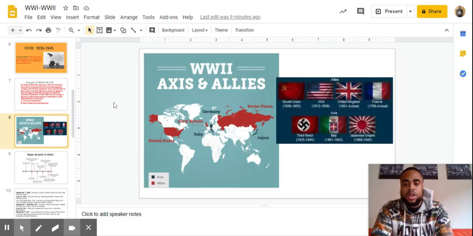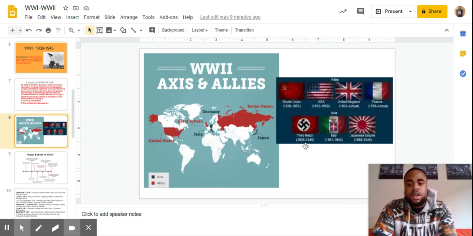So just take a look at who's fighting in World War II. So we have Axis and Allied powers. Those that are in red are the Allies. Our country, the US, Great Britain, the Soviet Union, which is now Russia, and France are the main parts of the Allied forces. We can't forget about France. The Axis forces, which are in blue, include Japan, Germany, and Italy. These are the countries that are fighting against us.